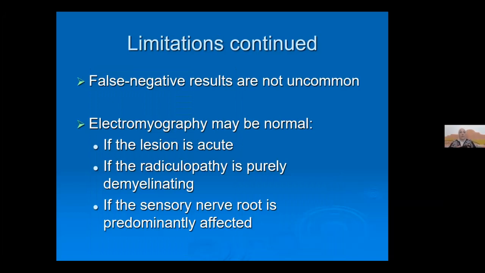What other limitations do I have? False negative results are not uncommon. I have a radiculopathy, but everything, including the EMG, will be normal. Why? As I said, I do the test too early. The lesion is acute. I miss everything. I don't find an abnormality. The radiculopathy is purely demyelinating, so I won't find the profuse fibs to give me a clue about the affected roots. If the sensory nerve root is predominantly affected, in this case the EMG will be normal.